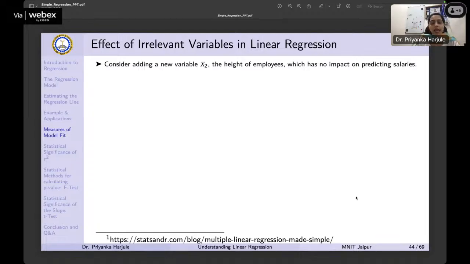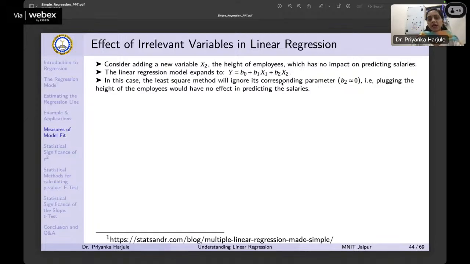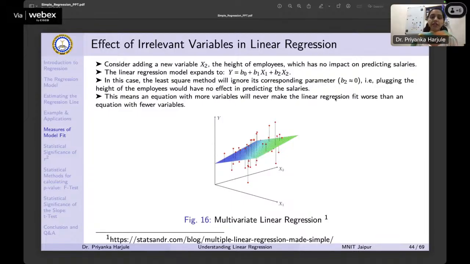So now consider adding a new variable, say another variable x2 in the same model, the height of the employees, which practically does not impact their salaries. But your mathematical linear regression model becomes b0 plus b1 x1 plus b2 x2. So in this case, the least squares method will ignore this parameter. This is how the method is designed. As we saw in the numerical example previously, where your x2 and x3 did not contribute anything, so this will ignore. So this way linear regression is robust to irrelevant variables.